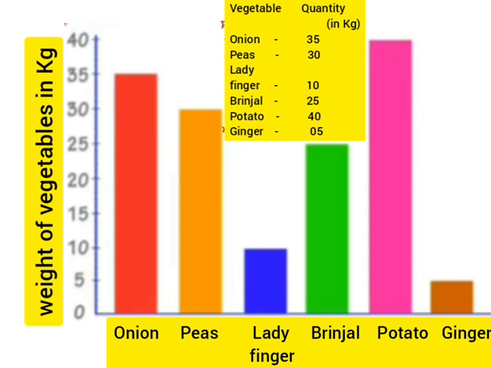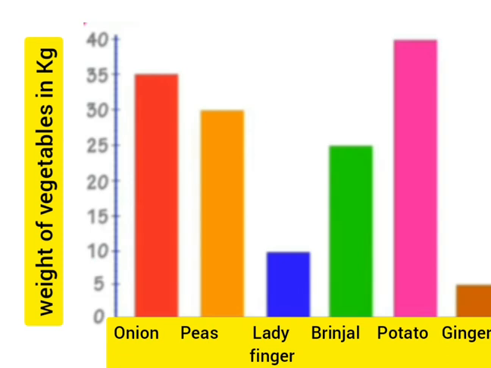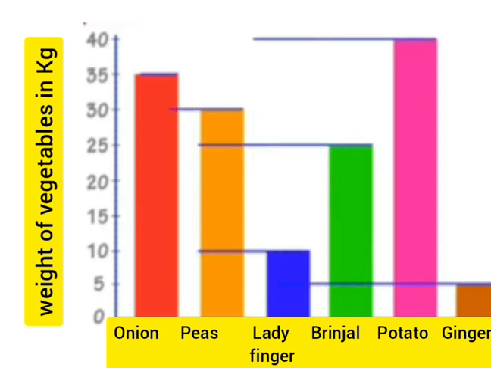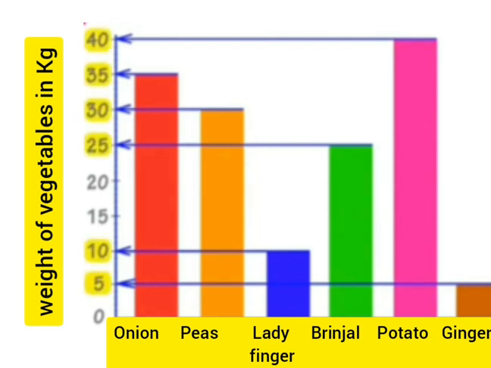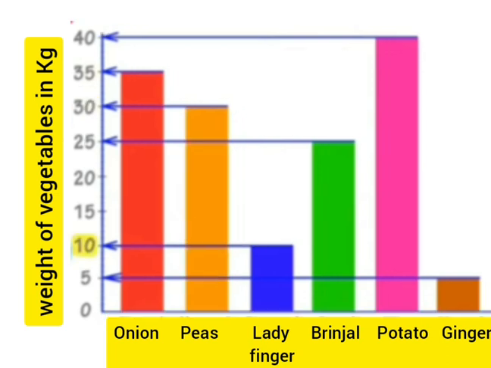Now we will learn to read the bar graph. Look at this graph carefully. It represents the quantity of vegetables sold in one day by a greengrocer. Yes, it will help us learn to read the graph. The quantity of peas sold is 30 kg and the maximum quantity sold is 40 kg and that is potatoes. The minimum quantity sold is 5 kg and that is ginger.